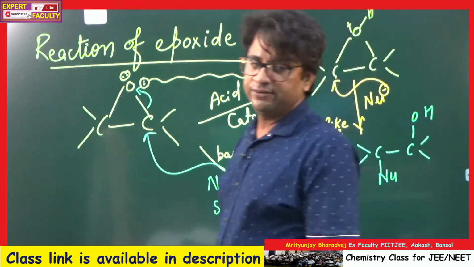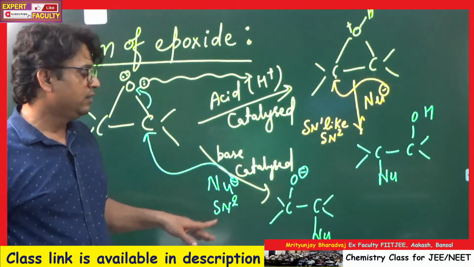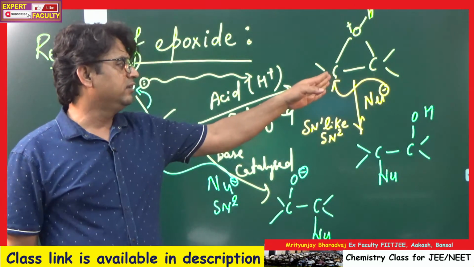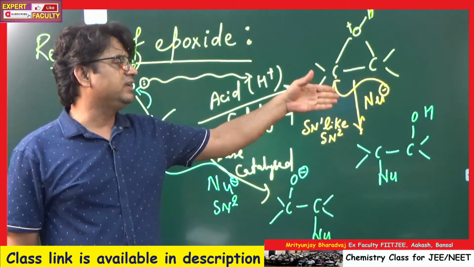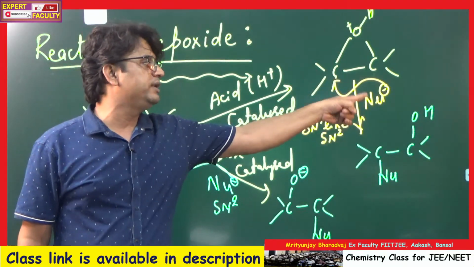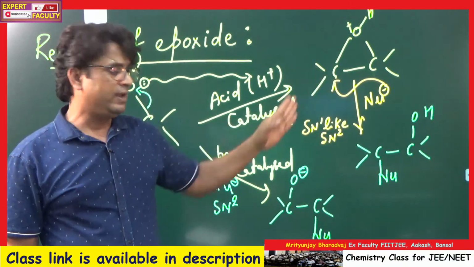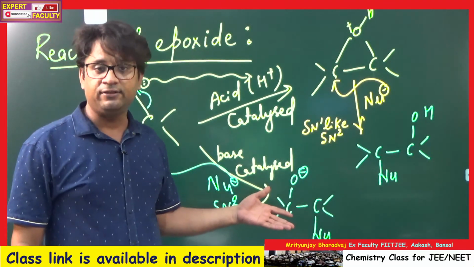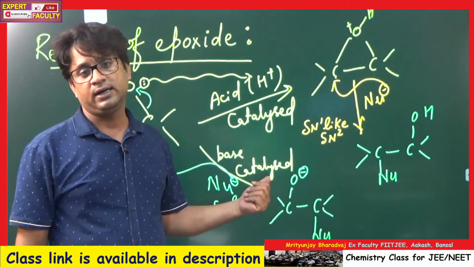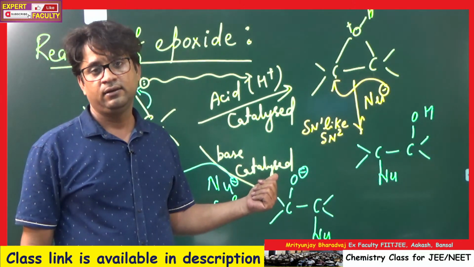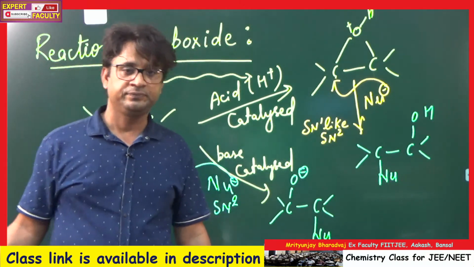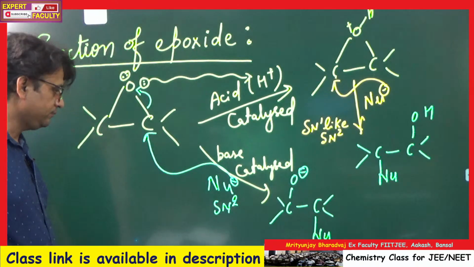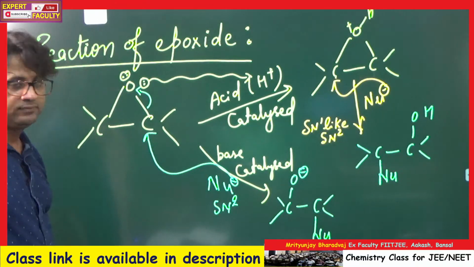So how do we differentiate these two reactions? In this case, the carbon having higher stability of positive charge will get nucleophilic attack, whereas in the second case, the carbon having less steric hindrance will get nucleophilic attack. Am I clear? Okay. Please note it.